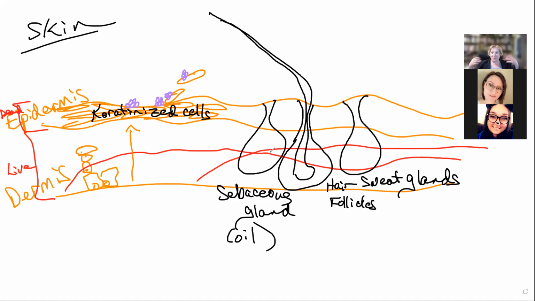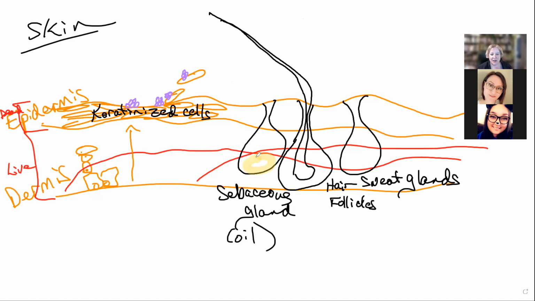Think mechanical, think machine, moving. So anything that is a mechanical barrier is movement. So these dead cells coming off is considered a mechanical barrier. All right, so let's move on to chemical. Chemical barriers. Let's start with oil.